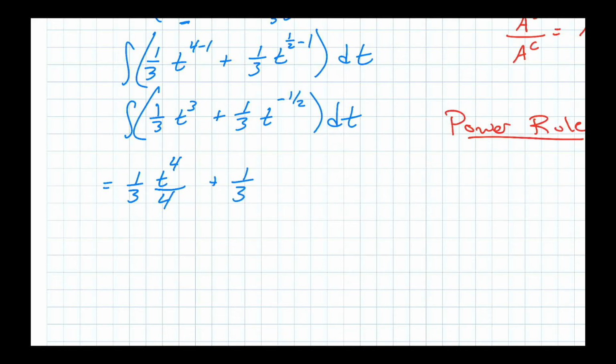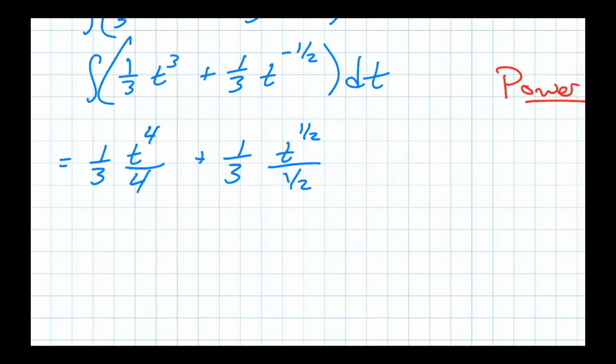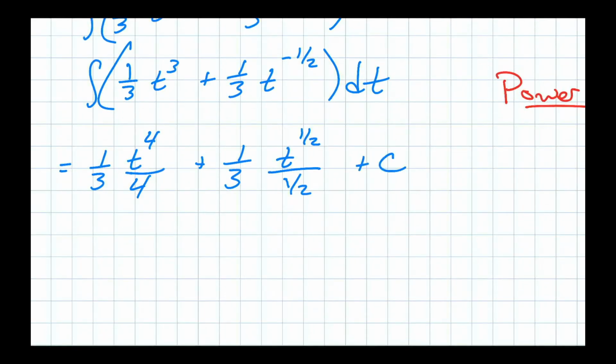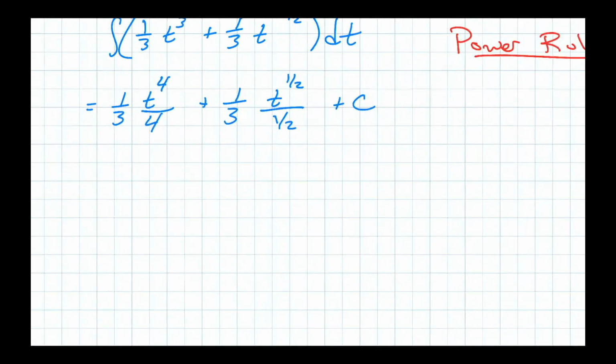Go to the next one. We've got the 1/3 again, t. Add 1 to the power. So negative 1/2 plus 1. So negative 1/2 plus 1 is positive 1/2. And then we're supposed to divide by positive 1/2. Okay. And then plus c.